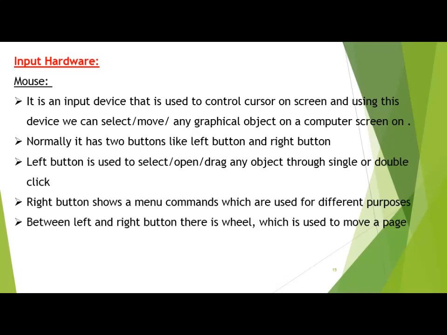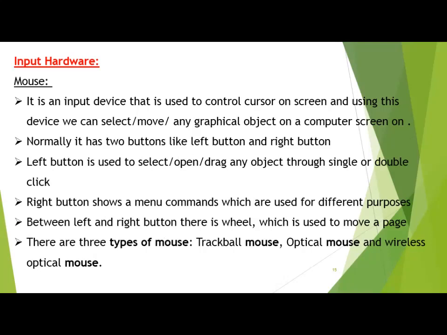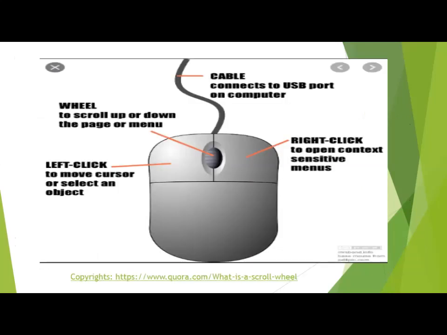Between the left and right button, there is a wheel which is used to move a page up and down, or scroll. It's also called a scroll wheel. There are three types of mouse: trackball mouse, optical mouse, and wireless optical mouse. The trackball mouse has become obsolete, but right now we are using the optical mouse, which is wired to the CPU, and the wireless optical mouse. So these two are being used today. Moving to next slide. This is the mouse.